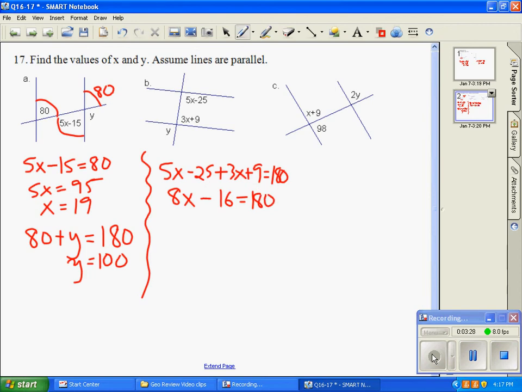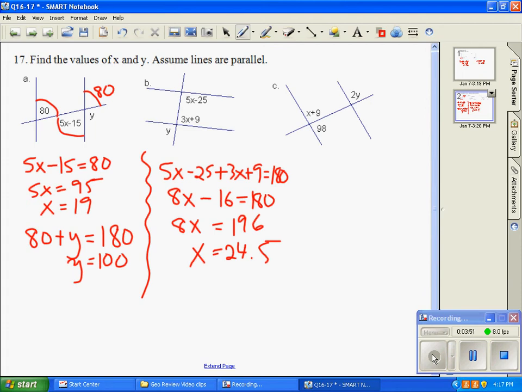And so let's add 16 to both sides and divide by 8. So we're going to get x equals 24.5. Okay. So that's x.